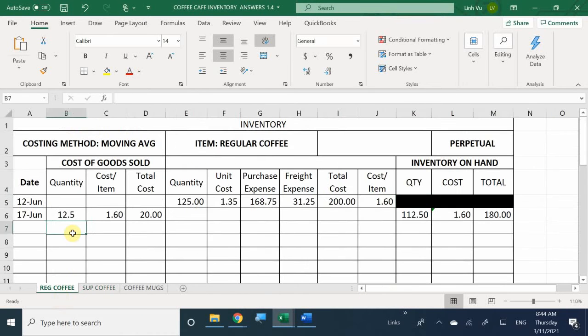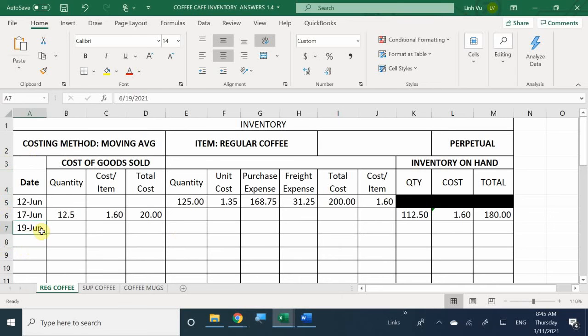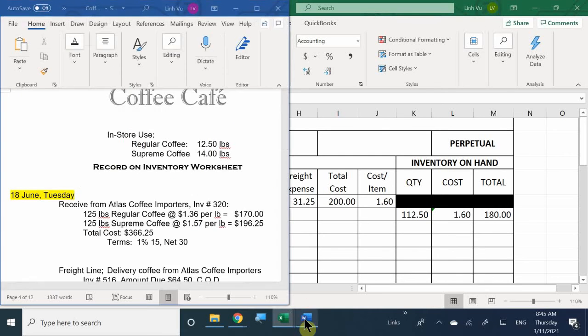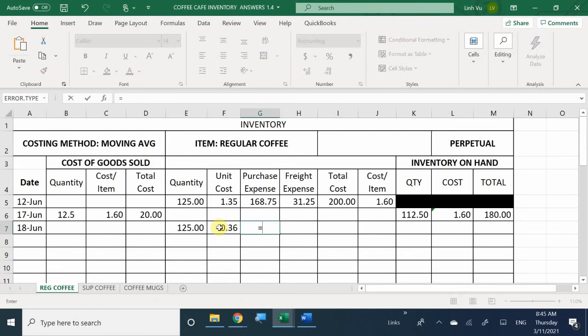So again, regular coffee. It's still showing the 18th? Yeah, still the 18th of June. Okay. All right. I guess I have to fix all of those. So the 18th of June, how many pounds did I buy? 125. And at what cost? $1.36. Okay. So what is my total purchase price here? 170. So we do have freight coming along, so we're just going to leave it here.